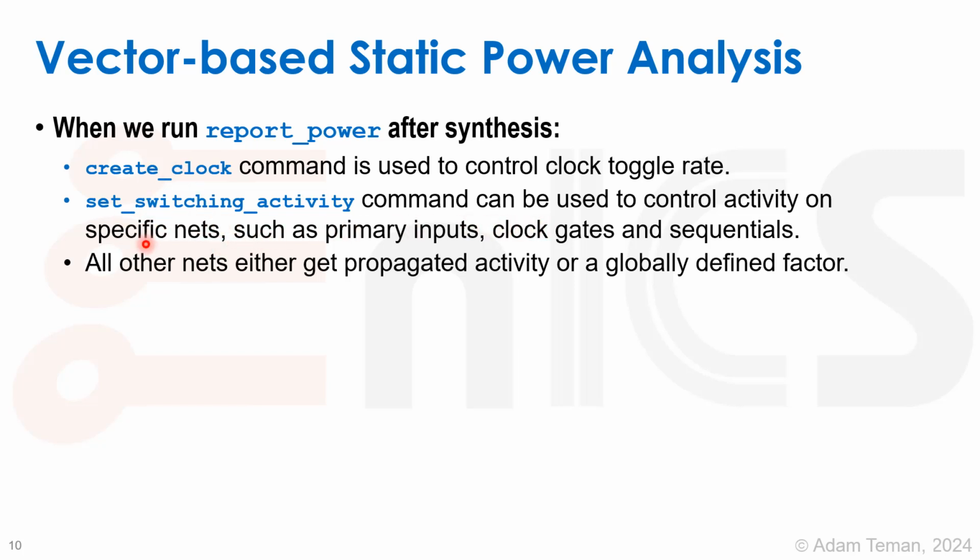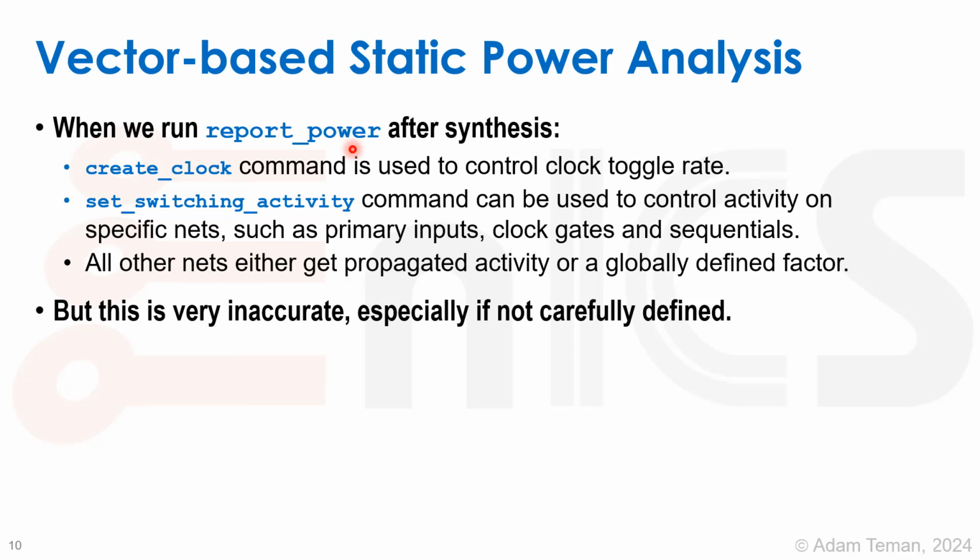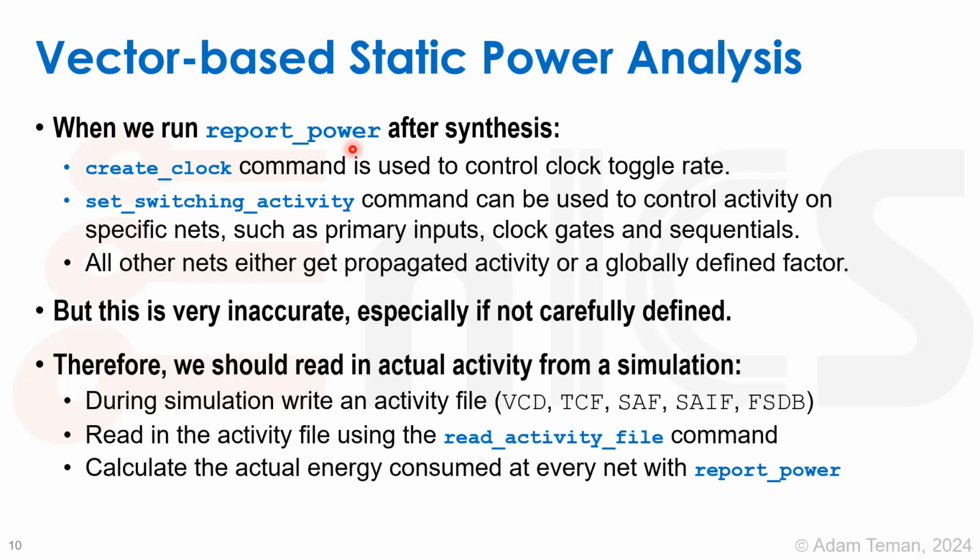Once we do this, we really get propagated activity, or just globally decide that every single net is switching 20% of the time. And that is really, really inaccurate, even though a lot of people don't go beyond that and assume that whatever they hit in report power was a real number, but it really is not. And that's why we should really go and run actual activity from a simulation.